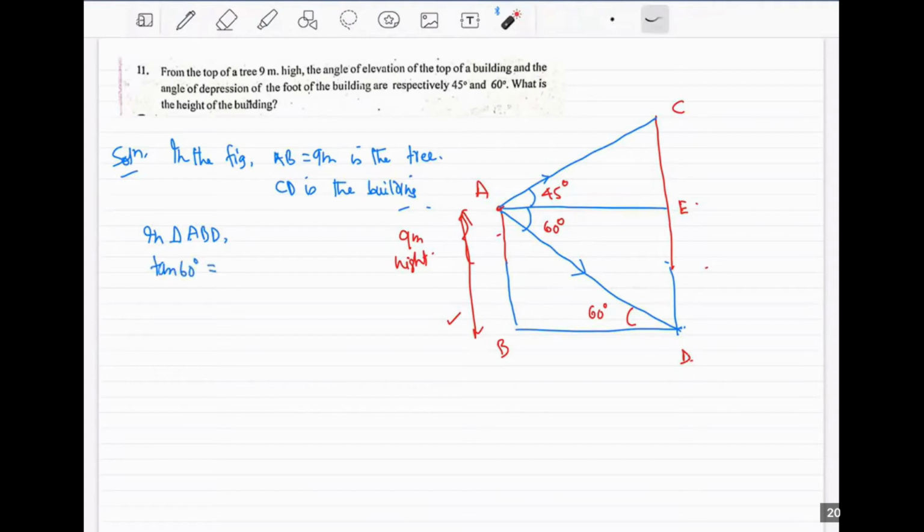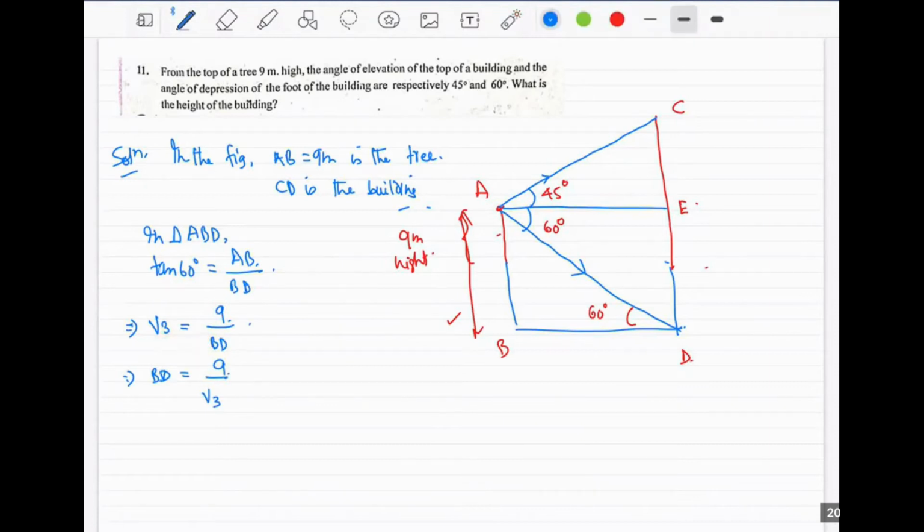How much is it? Opposite by adjacent. Opposite of 60 will be AB. Adjacent of 60 degree will be BD. So we will have AB divided by BD. You put the value of tan 60, it will be root 3. Do we know AB? Yes, we know, 9 divided by BD. Our goal is to find out BD first. BD will be equal to 9 divided by root 3. We just exchange places between these two.